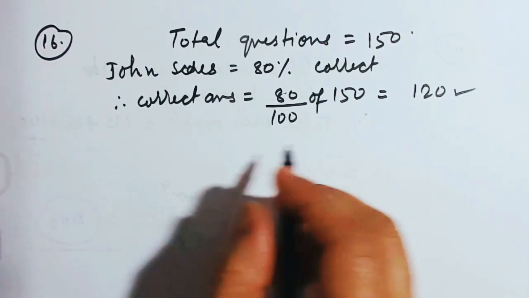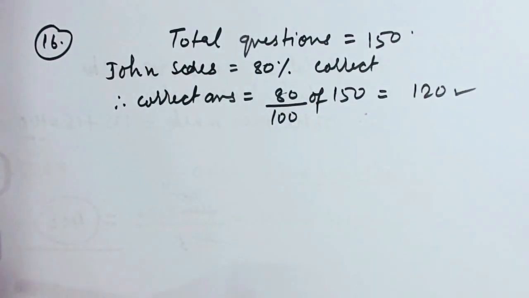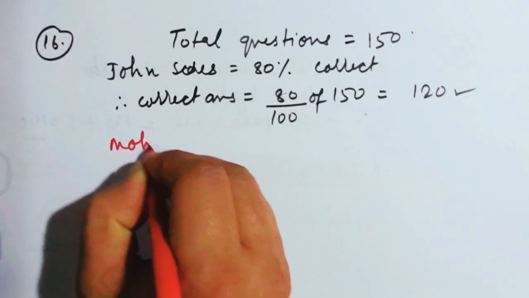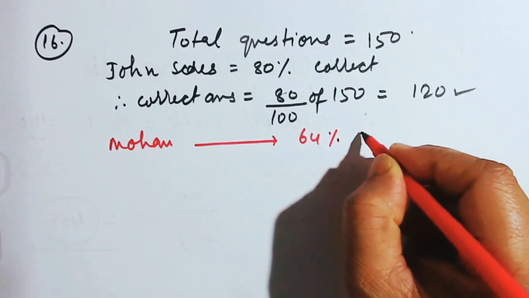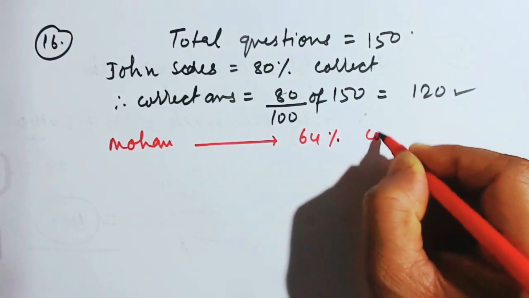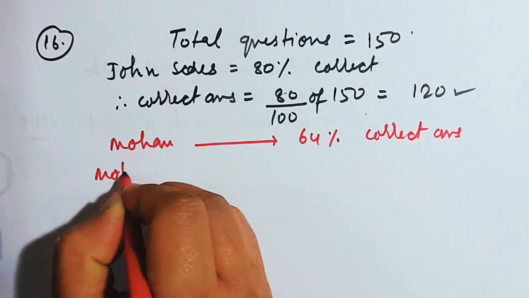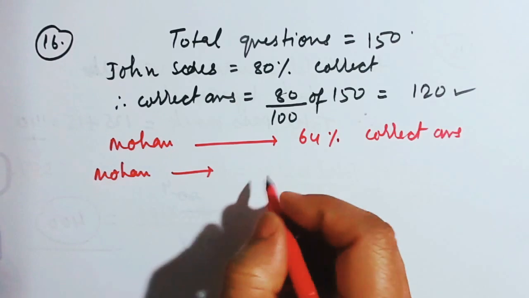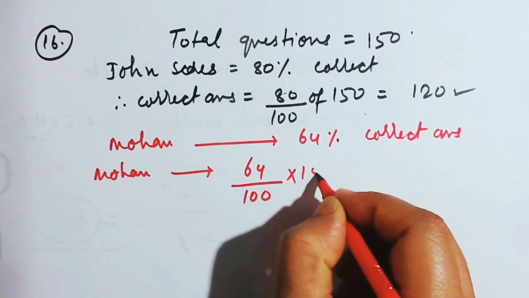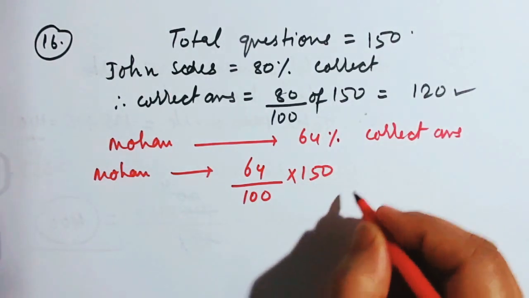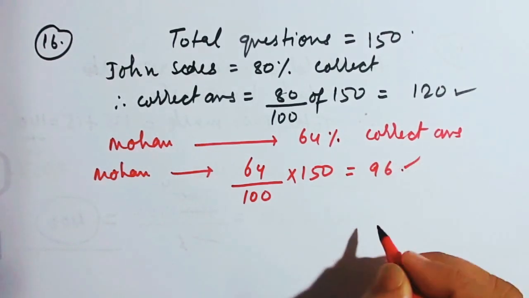Clear? Similarly, they have given us that John scores 80% and Mohan scores 64% correct answers. So how many does Mohan score? Mohan gets 64 by 100 times 150. And how much does he score? He scores 96 questions correctly.